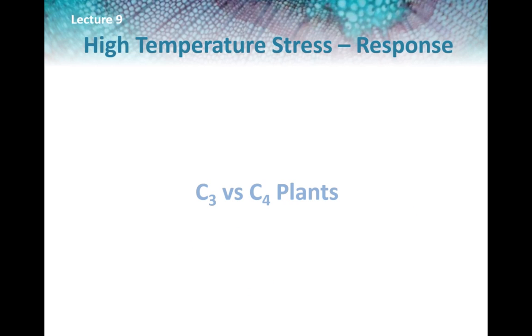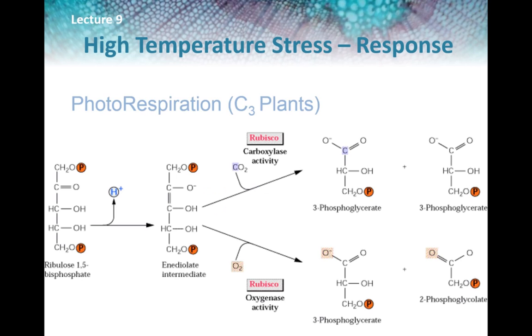Differences have been observed in how C3 and C4 plants are affected by chronic heat stress injury. As it turns out, C4 plants have higher temperature compensation points than C3 plants. The higher TCP in C4 plants relates to their ability to reduce or eliminate photorespiration.